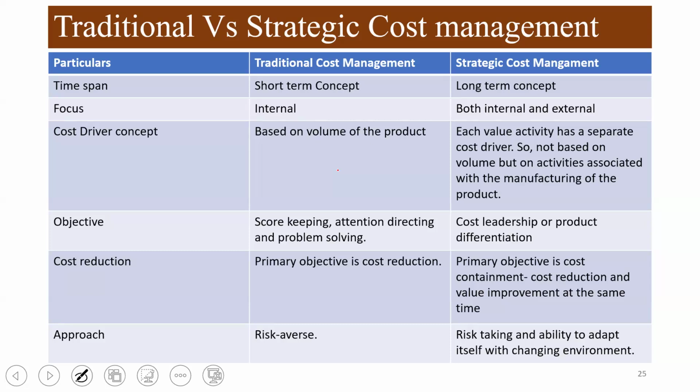Particulars, time span, focus, cost drive, cost drive concept, objectives, then cost reduction approach. So there are two different methods: traditional and strategic. When it comes to strategic, remember it is long term, right? Not short term. Why do we need strategic?